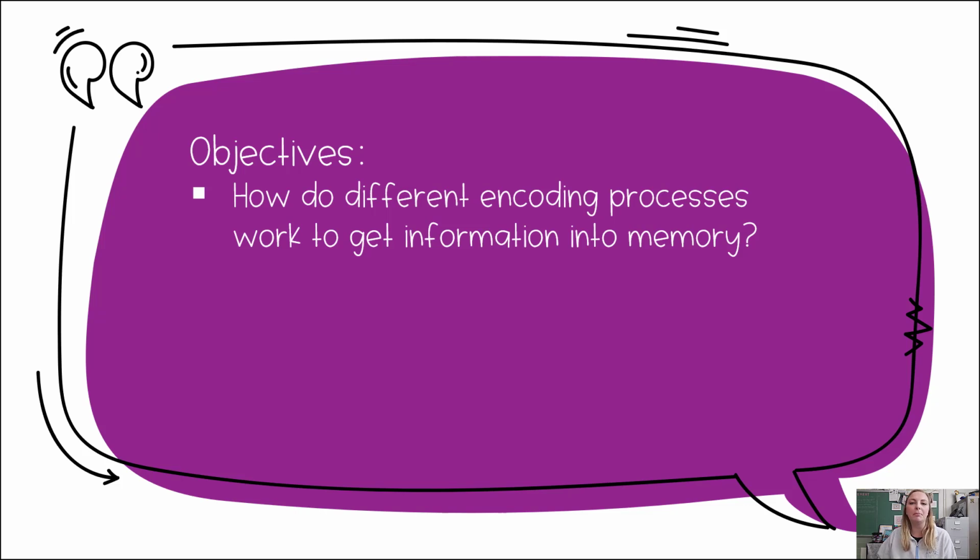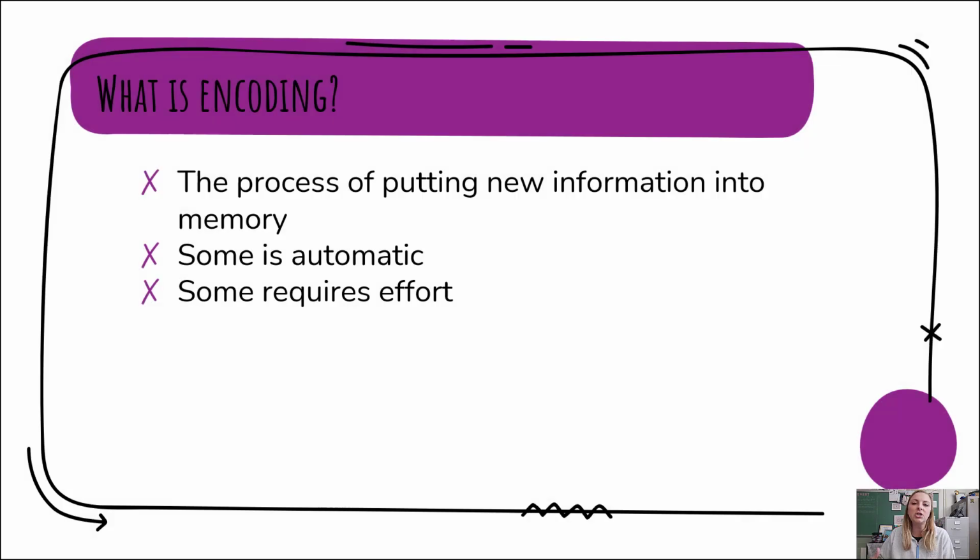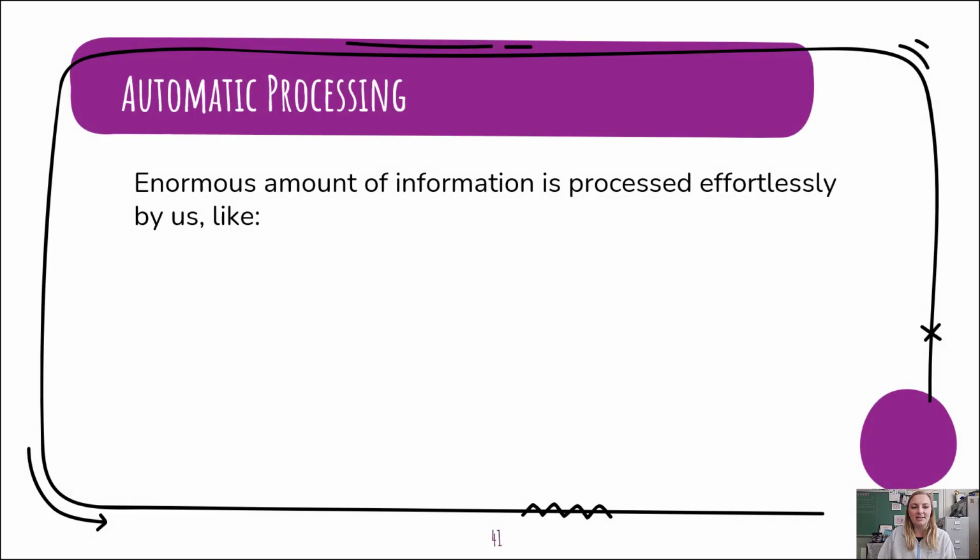Before we can talk about the different processes of encoding, we need to talk about what encoding is. Encoding is the process of putting new information into long-term memory. Some of this encoding is automatic, and some will require effort to put things into long-term memory. Automatic processing is information that is processed without our conscious awareness. There is so much information that is processed effortlessly by us.